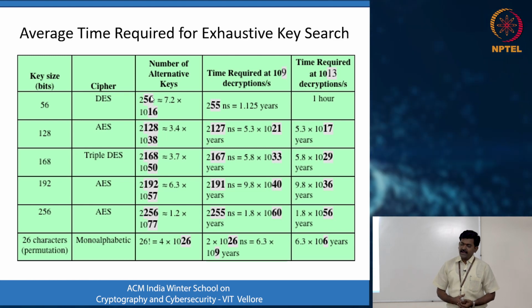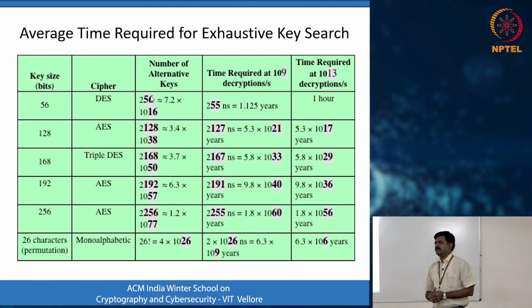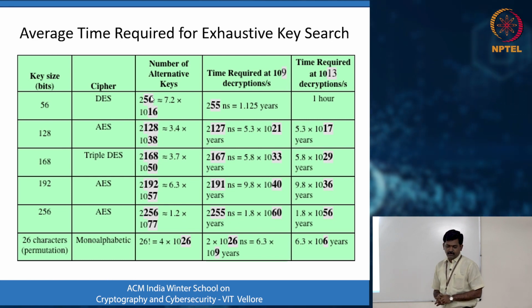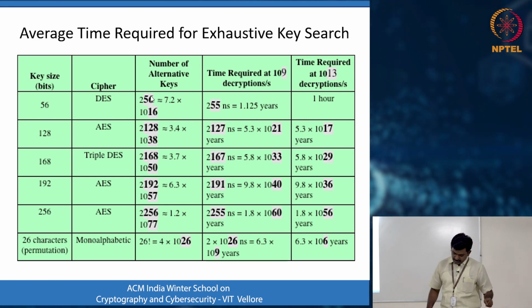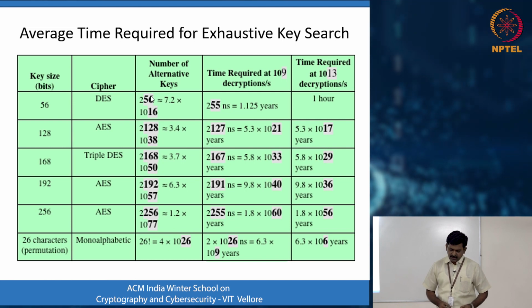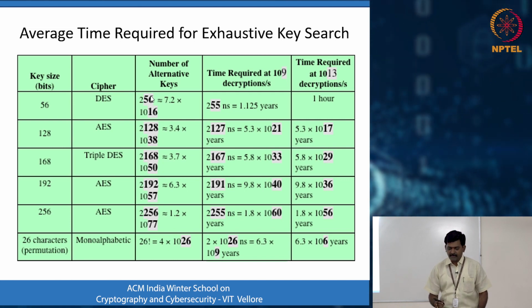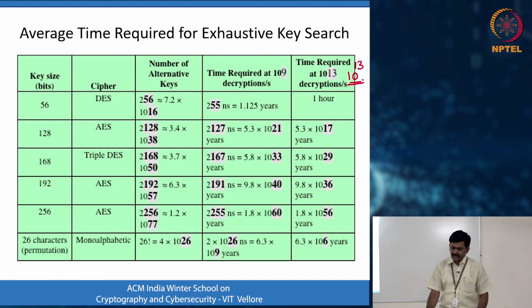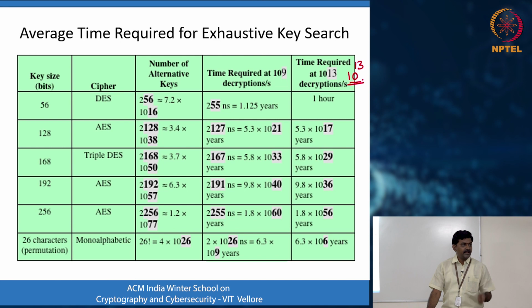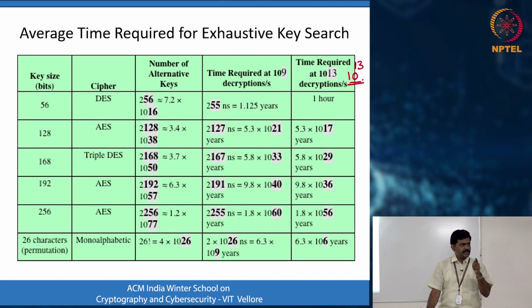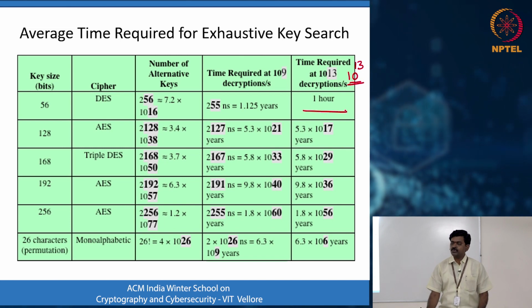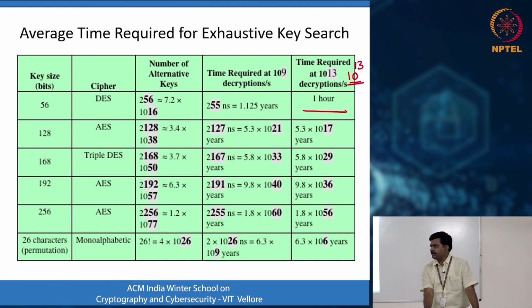So now the point is this: we said with a 56-bit key, the current systems that perform 10 power 13 decryptions per second can break DES through a brute force attack in a matter of 1 hour. I repeat, the systems that perform 10 power 13 decryptions per second can break DES through brute force attack in a matter of 1 hour.